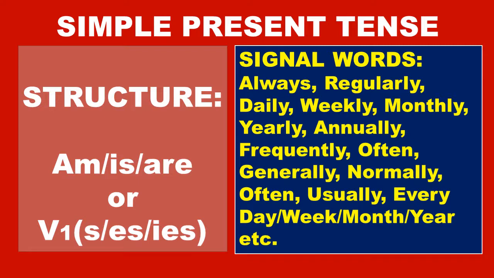I mean, it depends. If the verb is play, we can simply add s with it. Play becomes plays. Or if the verb is go, then we have to add es, goes. And if the verb is carry, then we have to add ies, so it will become carries. The signal words that you see on the screen are the most common signal words which are used while writing simple present tense.